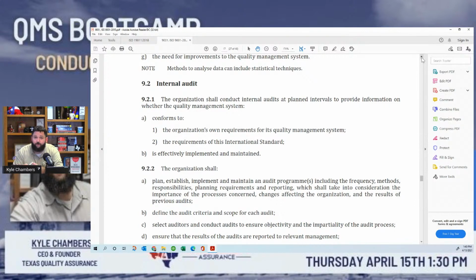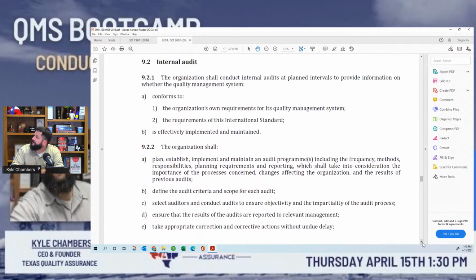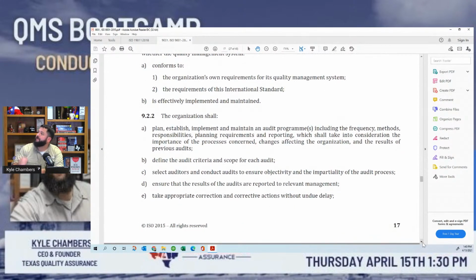Now, that is, after all, what the entirety of our QMS Bootcamp is about, is making sure that you can properly implement and properly maintain your quality management system. So let's look a little bit further here, to kind of understand the goal of the internal audit.